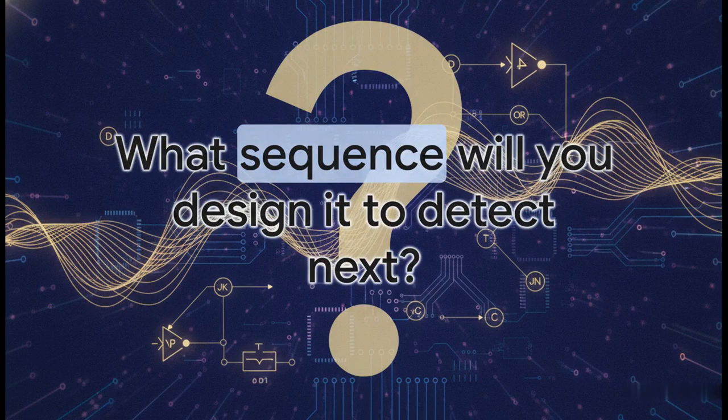We've gone from the core problem of a circuit's memory all the way to mapping logic into physical silicon, balancing the thoughtful Moore against the rapid Mealy along the way. You now understand the fundamental language of how digital hardware remembers, decides, and acts. So, I'll leave you with this final thought. Now that you know exactly how the machine thinks, what sequence will you design it to detect next?